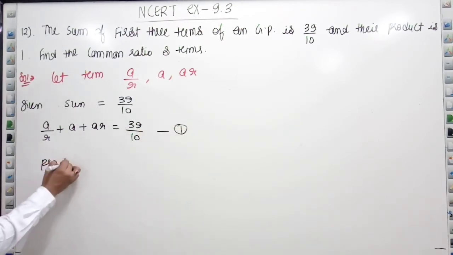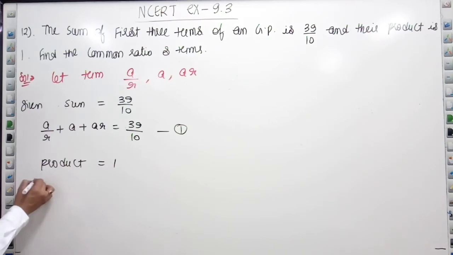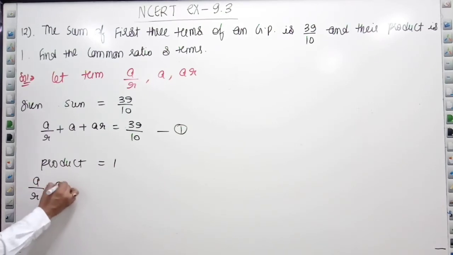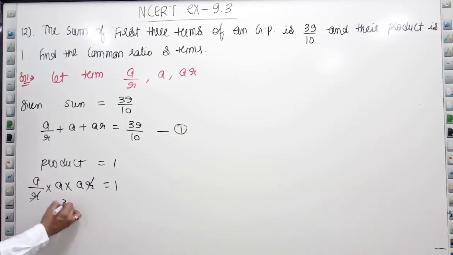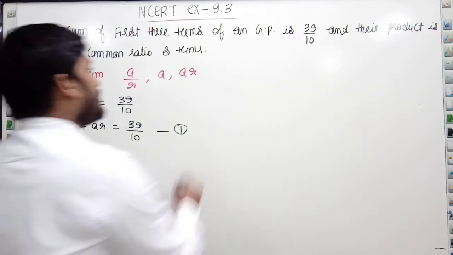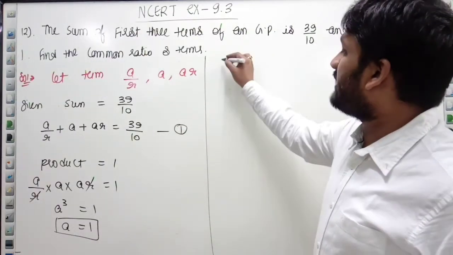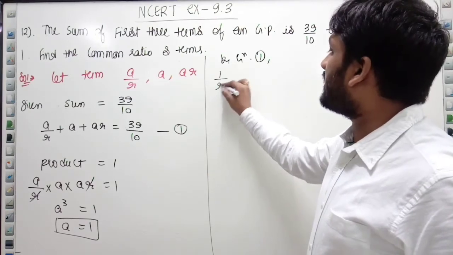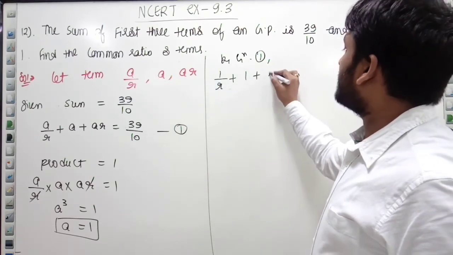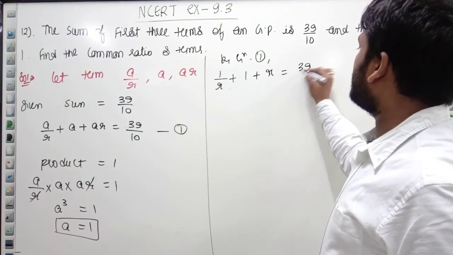And product is 1. What will the product be? a by r into a into ar equal to 1. r cancels with r. a cube equal to 1, so a is equal to 1. So if I put a equal to 1 in equation number 1, I will have 1 upon r plus 1 plus r equal to 39 by 10.